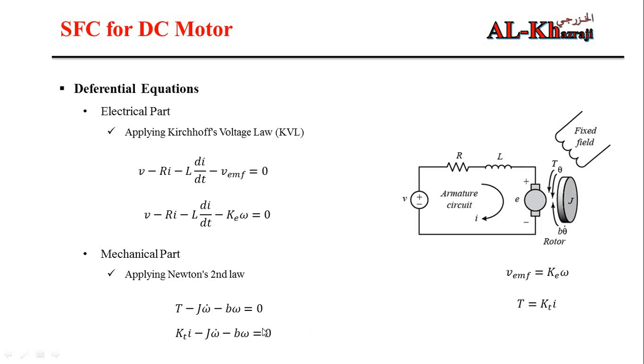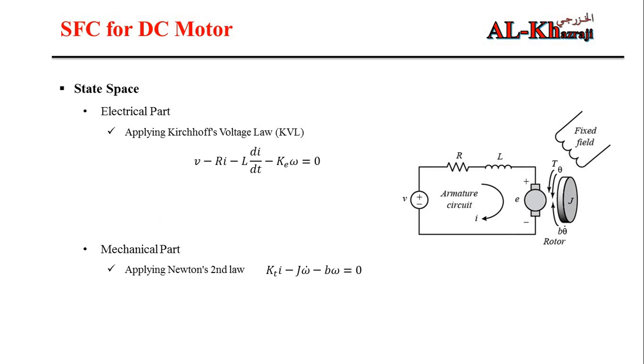So these are the two equations that we need in order to derive the state space model of the system. Now, in order to build the state space model, we need to rearrange these two equations to suit the purpose that we need to build the state space.